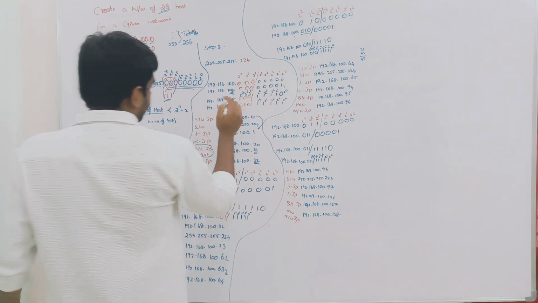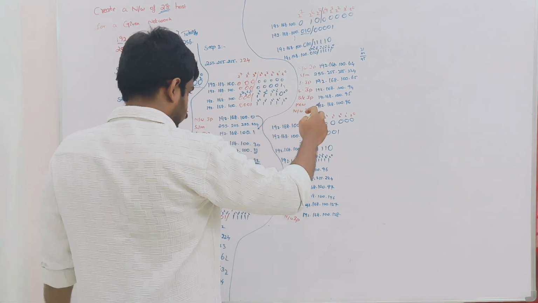How many networks did we create? 1, 2, 3, 4.